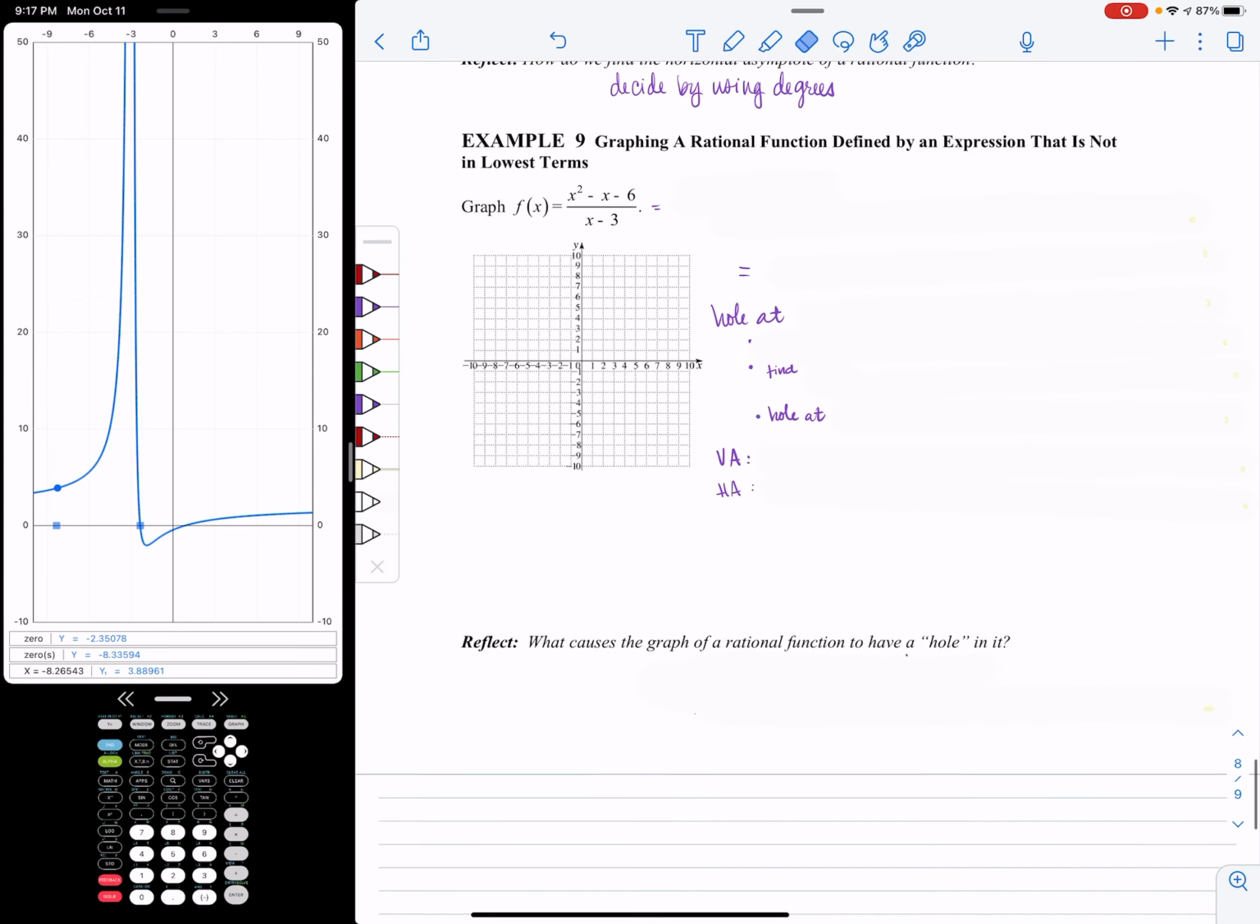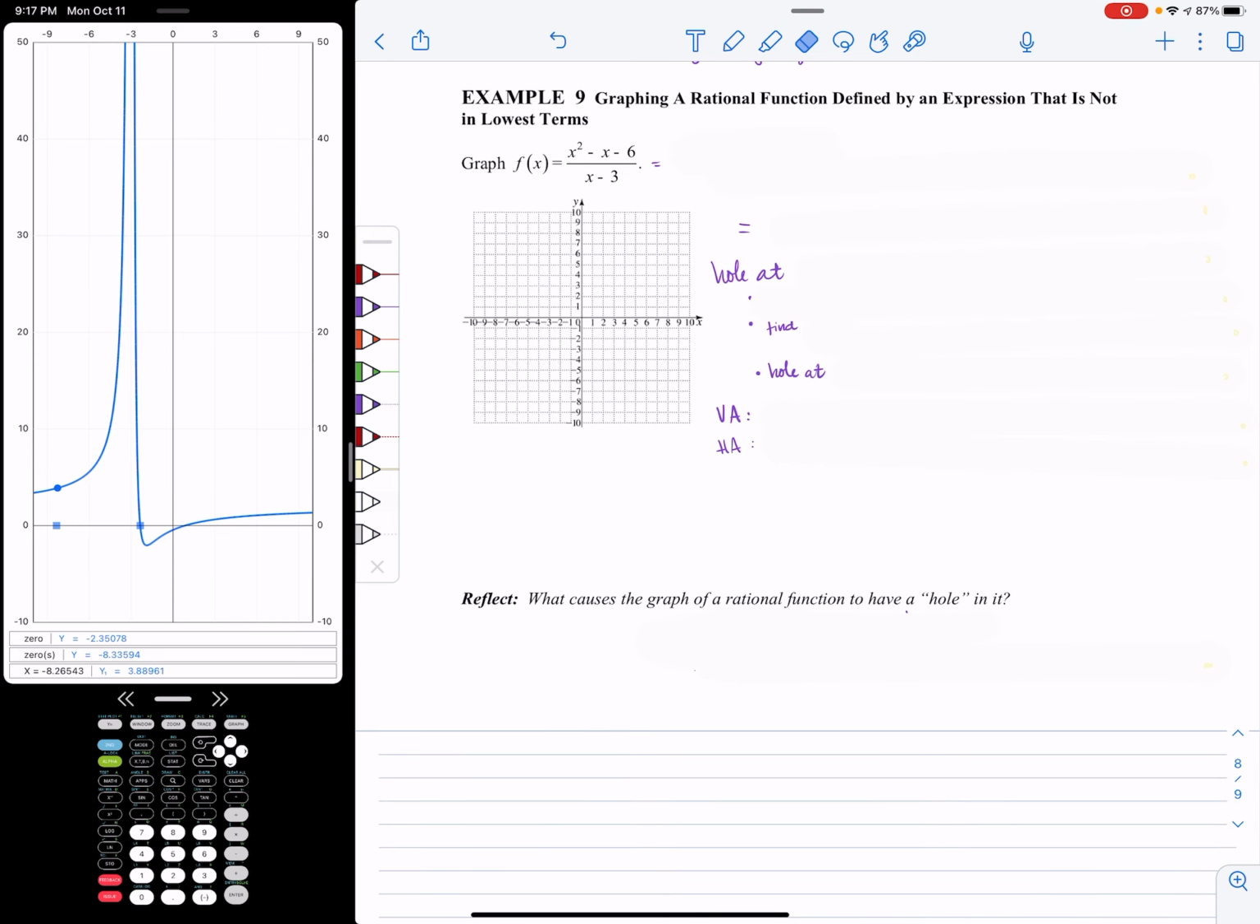All right, the last thing that I want to talk about in this section is having a hole in the graph. We haven't dealt with that yet, so I want to walk you through how you deal with a hole in the graph. So we're going to follow the same steps that we've been following. The first thing is that we need to factor as far as we can possibly factor. So the top factors, the bottom does not need to be factored.